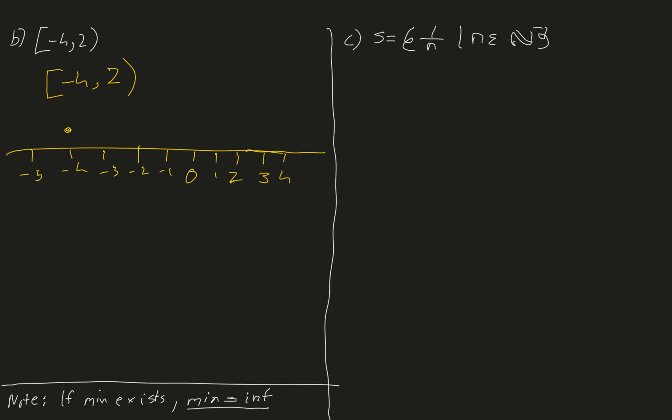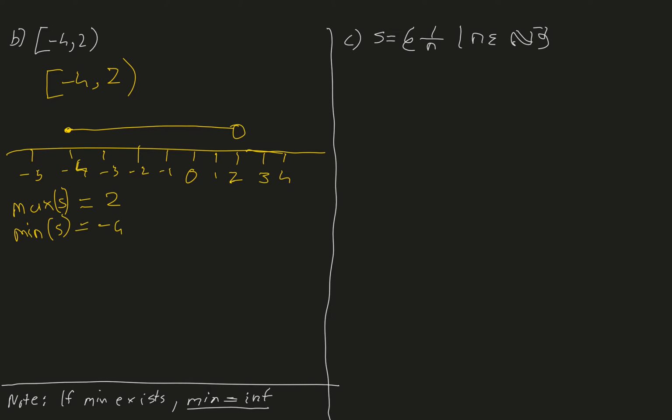So we're told that it includes -4, but it only goes up to and not including 2. Therefore, we just draw a circle which is not shaded inside. So the maximum of this set is not included in it, and the minimum of the set is a lower bound which is in the set. In this case, -4 is a lower bound.